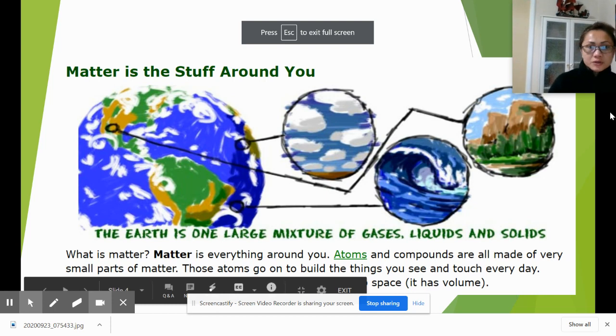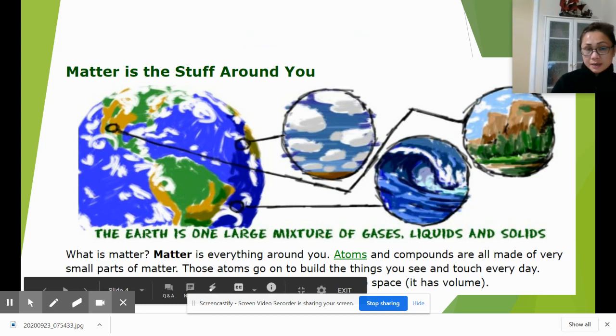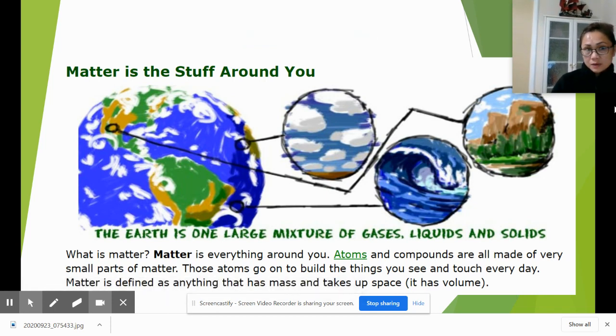Good morning, guys. So we're going to start with a basic idea today on the topic matter. Matter is anything that occupies space and has mass. It's anything around us. It may not necessarily be something that we see. It could be in the form of solid, liquid, gas, or plasma.